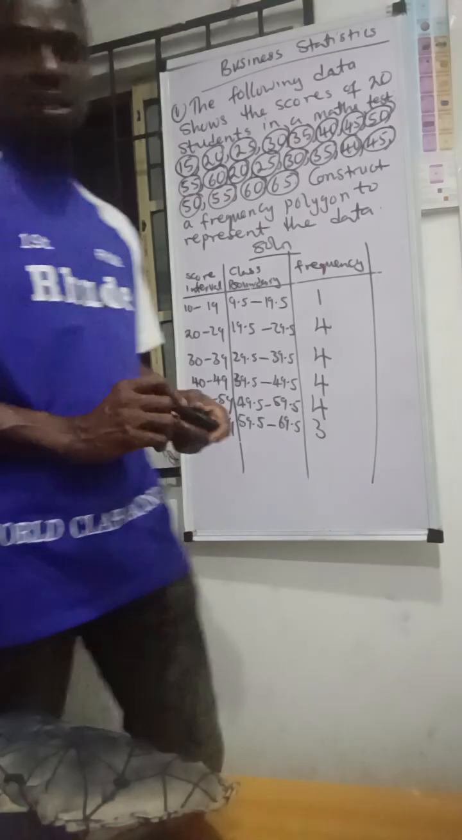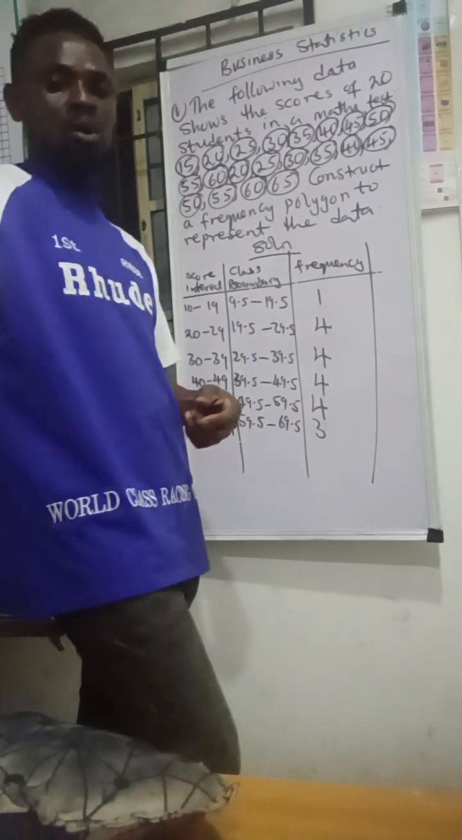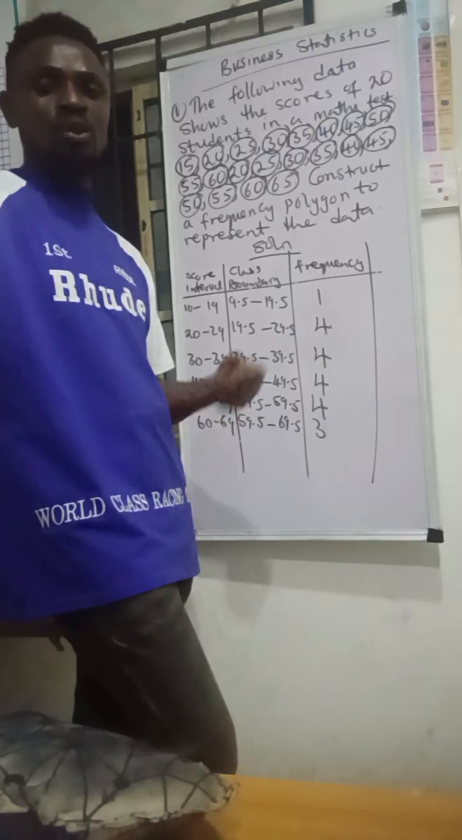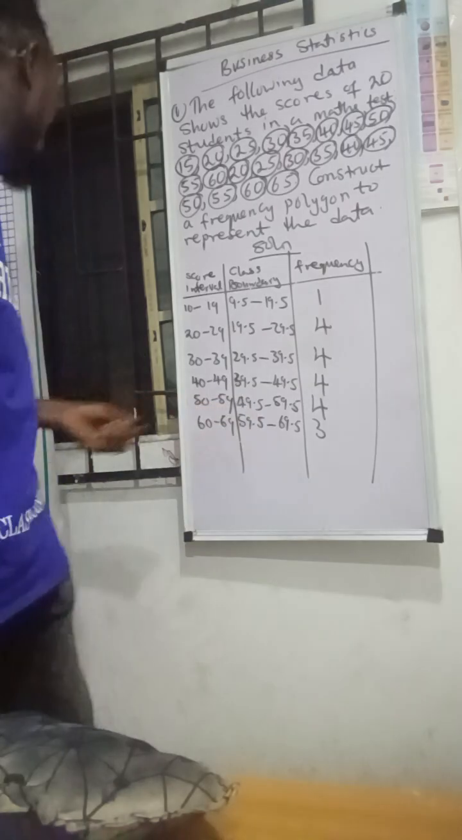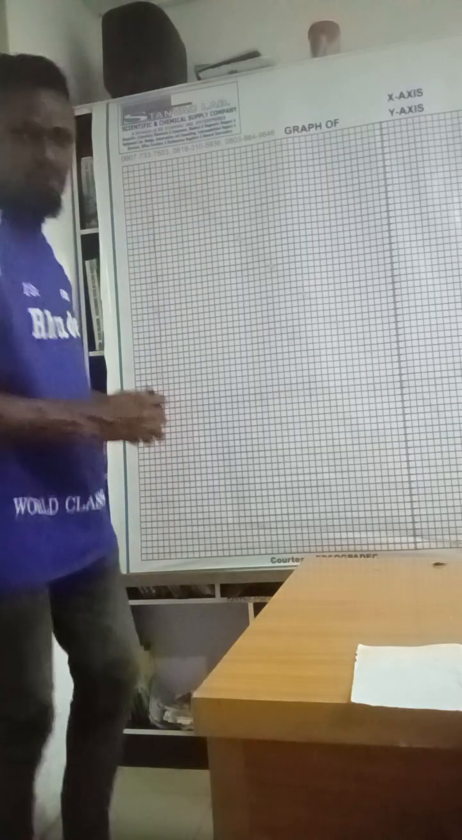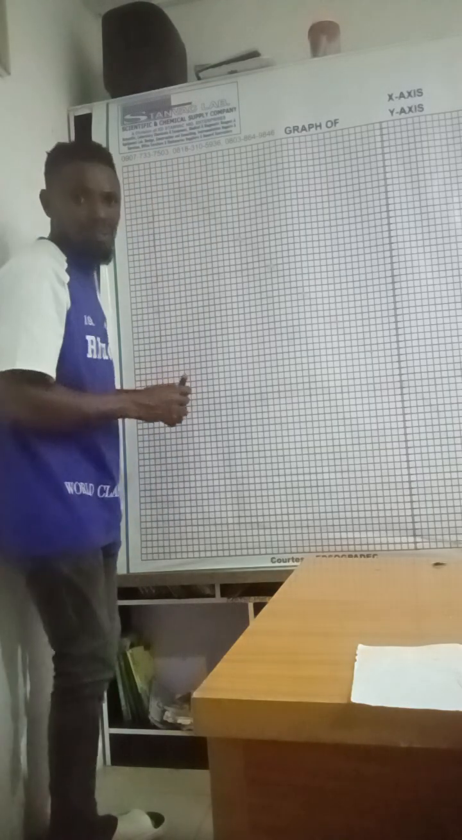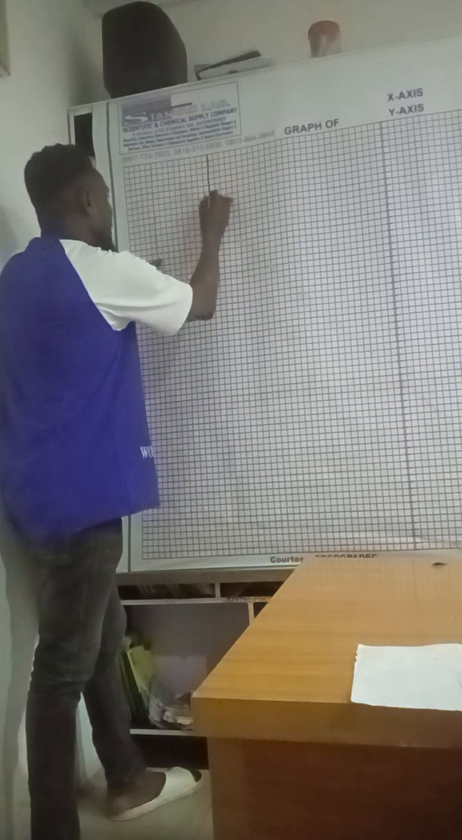You are now going to construct the histogram, then you join all the midpoints of the histogram to get your frequency polygon. So to construct the histogram, let's make use of our graph. Let me take it to where we have our graph. Please bear with me. Let me use this portion of the graph.